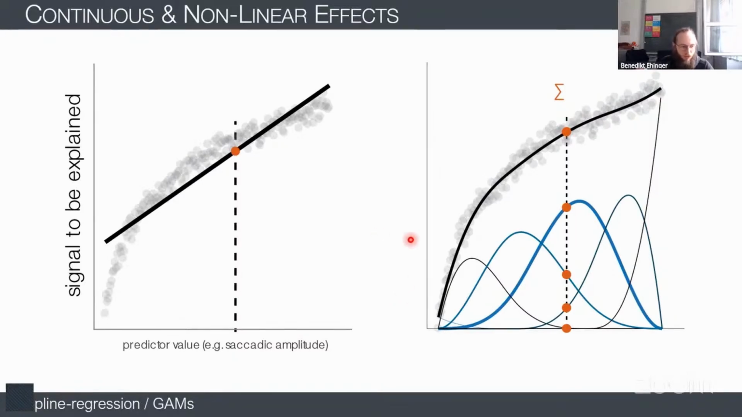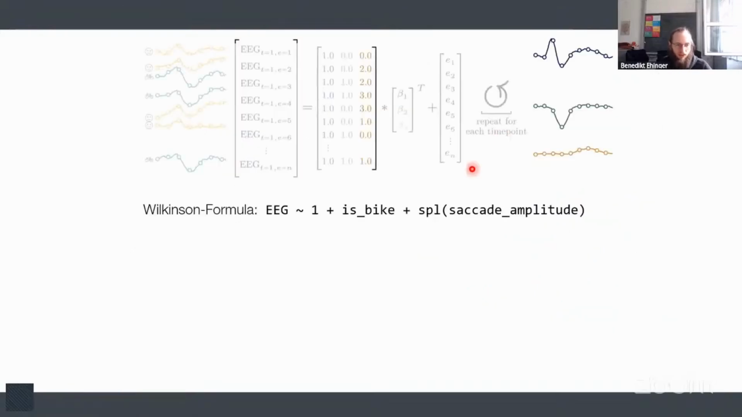For those people who already know over and underfit, I will discuss that in a second. How does this now integrate in our general model of the Unfold kind of model? What we need to adapt is the design matrix. Instead of having one predictor for the continuous effect, we have to split this up into this basis set. So this looks something like this.